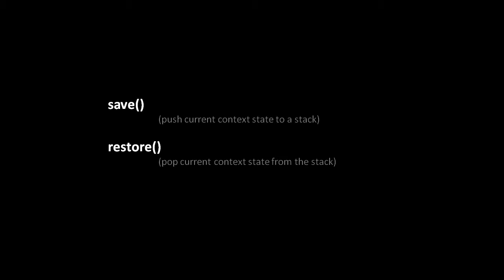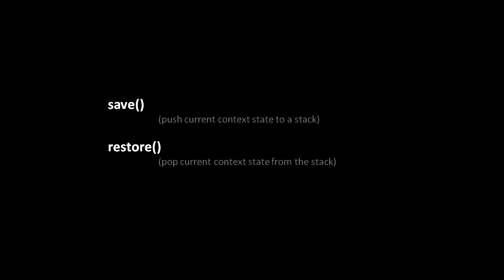Just understand that these contexts are being stored on a last-in, first-out stack. Save always pushes the current context onto the top of the stack, and restore always restores the state from whatever was last pushed onto the stack. Also be clear that this context state does not include the actual pixels on the canvas. Those aren't part of the context, and nor actually is the current path part of the context.